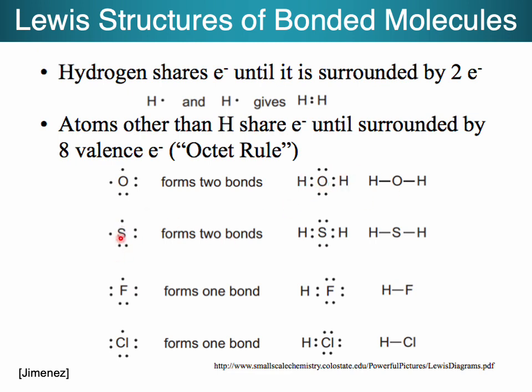The same goes with sulfur. Sulfur also has 6 valence electrons, missing 2 electrons in its valence shell, so it would like to form 2 bonds, such as in the case of H2S, hydrogen sulfide.